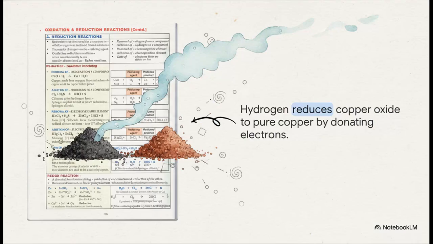Okay, check out this example. You start with this black powder, copper oxide. Then you pass some hydrogen gas over it. What happens is amazing. The hydrogen just swoops in, grabs the oxygen right off the copper, and forms water. As it does that, it gives its electrons to the copper, transforming it from a black powder back into pure reddish-brown copper metal. It's incredible. Hydrogen is a master of transformation.